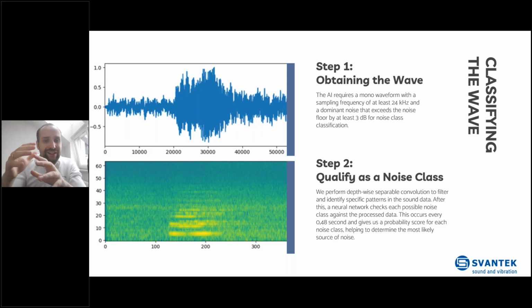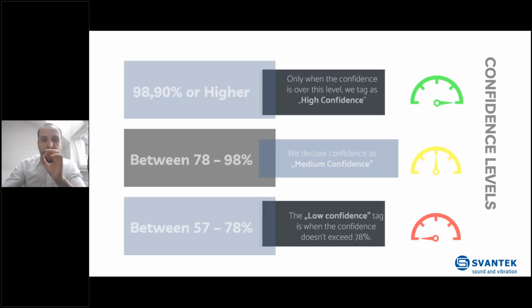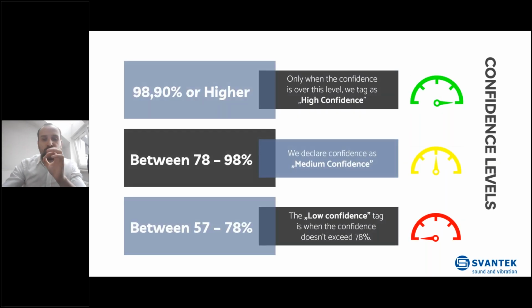So what we're trying to do using our model is to see what is the biggest chance of this matching the model that we taught our AI to follow. That is what we need to do, because in the end, the output of the SvanNET AI is to qualify the noise that you obtain with the highest confidence possible. So let me walk you through the concept of confidence. In SvanNet, right now, we have 3 levels of confidence.